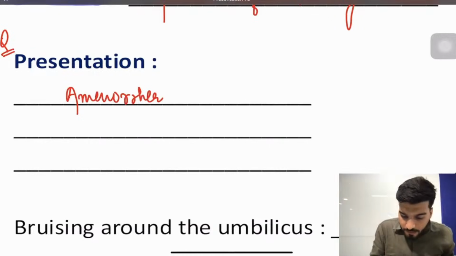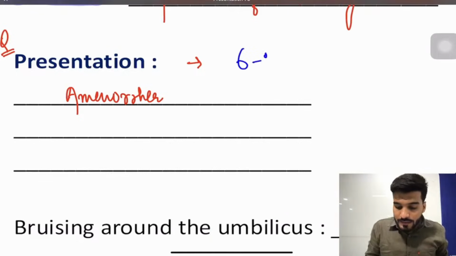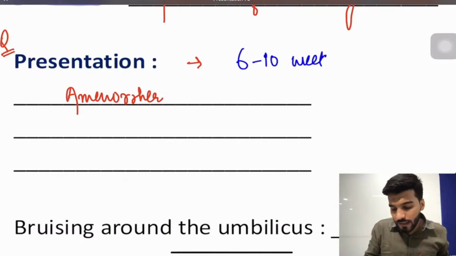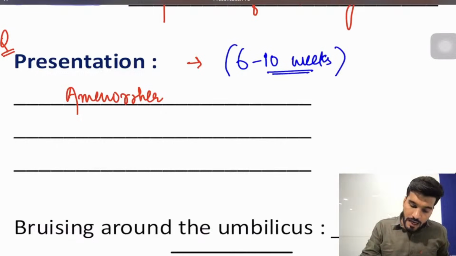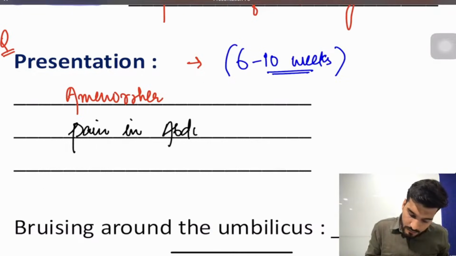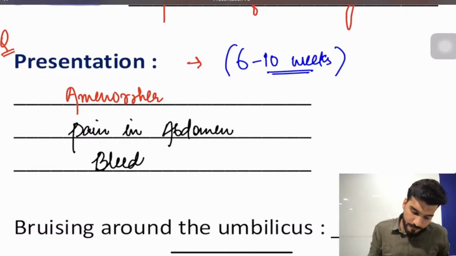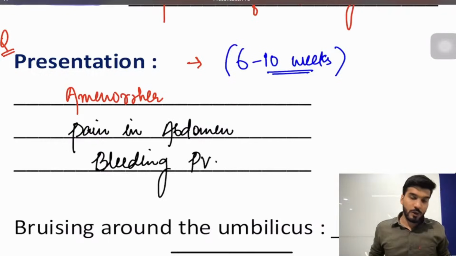So the patient will have amenorrhea, and an ectopic pregnancy usually comes around 6 to 10 weeks. The patient will have amenorrhea, pain in abdomen, and bleeding per vaginum. This is the classical triad of symptoms: amenorrhea, pain in abdomen, bleeding per vaginum.